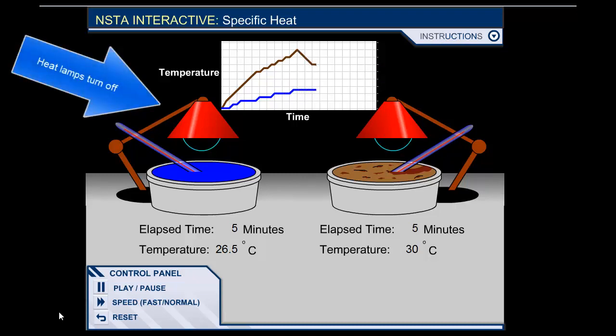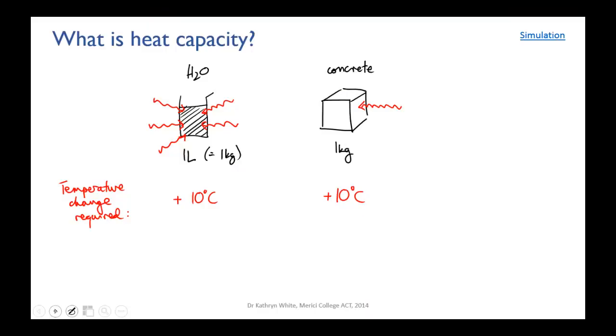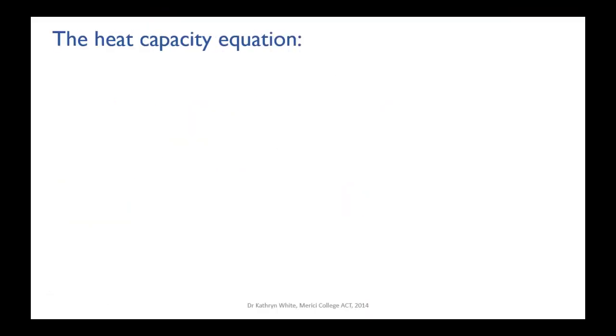When the lamps turn off, both samples begin to lose heat to the surroundings. The earth, with a low heat capacity, drops its temperature much faster because a small loss of energy makes a big difference to it. Whereas water, with a high heat capacity, takes a long time to cool down because it has to lose a lot of energy to do so. But to be able to make a fair comparison between the heat capacities of different substances, we need to get a bit picky about exactly how we measure heat capacity.